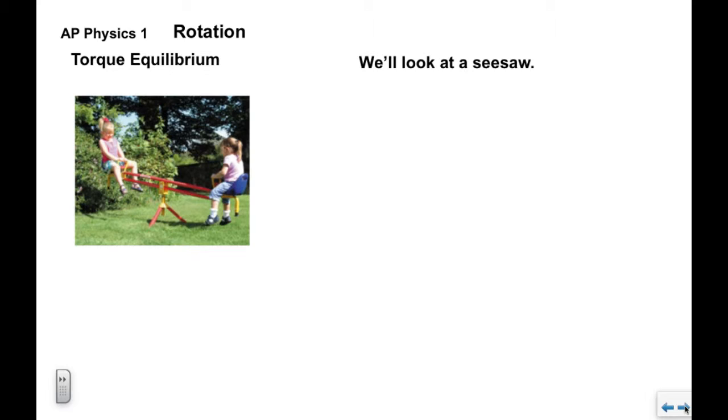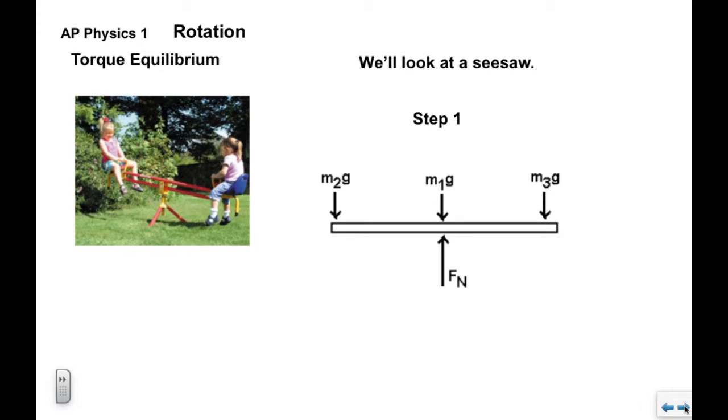So now we'll look at a typical situation. We have two kids on a seesaw. We're going to assume that it's balanced properly and it's in equilibrium. So step 1 is our free body diagram. We have M2G, that's this kid at this end. We got M3G, that's this kid at this end. And then M1G, of course, is the weight of the seesaw itself. Put that in the middle, acting straight down. We have an Fn in the middle that's provided by the support here. So Fn is holding the whole thing up.